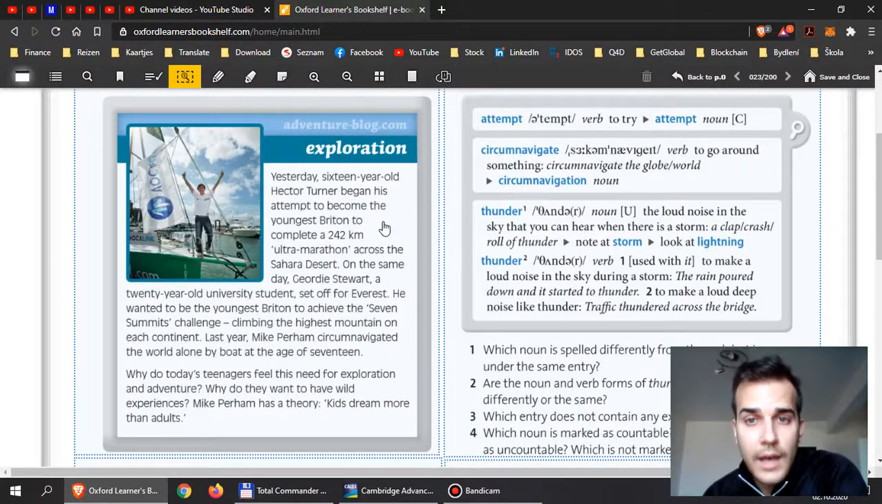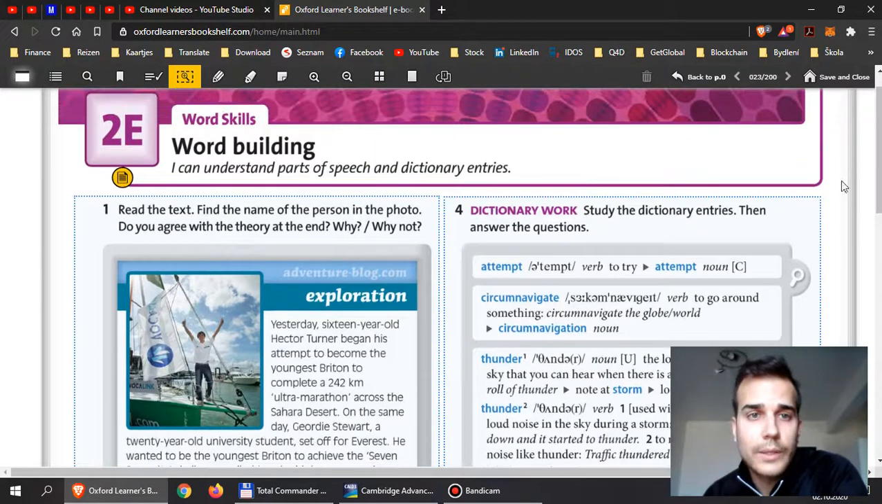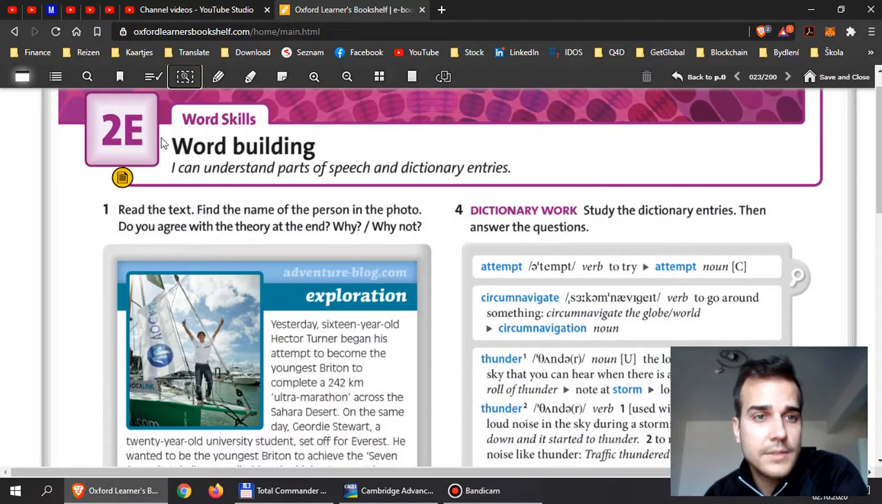So please have a look at this, finish all the exercises, and the following lesson, we will work with the same chapter, but with workbook. This will be your homework where you will not need me to explain anything.